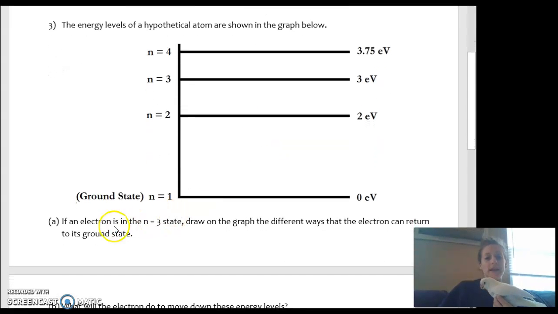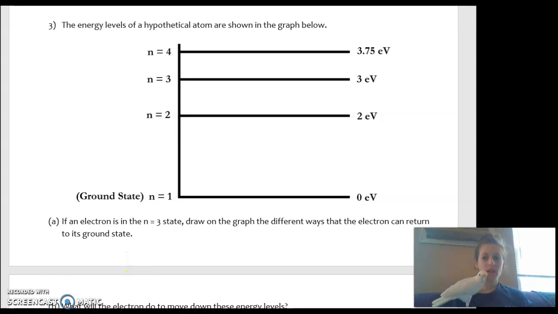And this question is saying if an electron is in the n equals 3 state, draw on the graph the different ways that the electron can return to its ground state. So take a moment, kind of sketch this out on a piece of paper so you can actually draw.